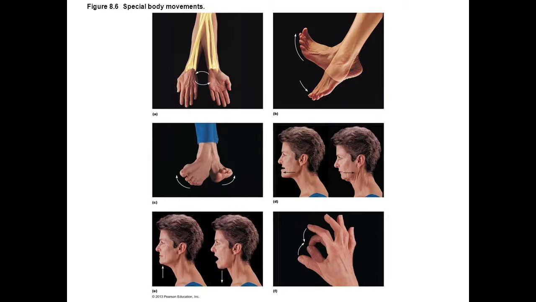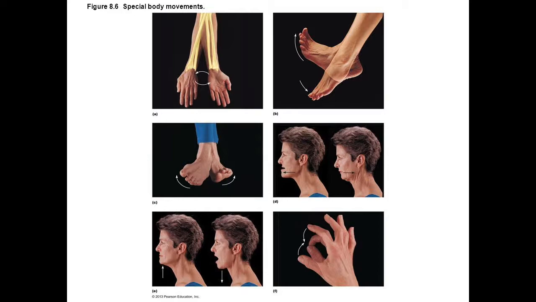Then we have inversion, that is a movement of the soles medially at the joint between the tarsals so that the soles face each other. And the opposite is eversion, that is a movement laterally at the same joint so that the soles of the feet are facing away from each other.